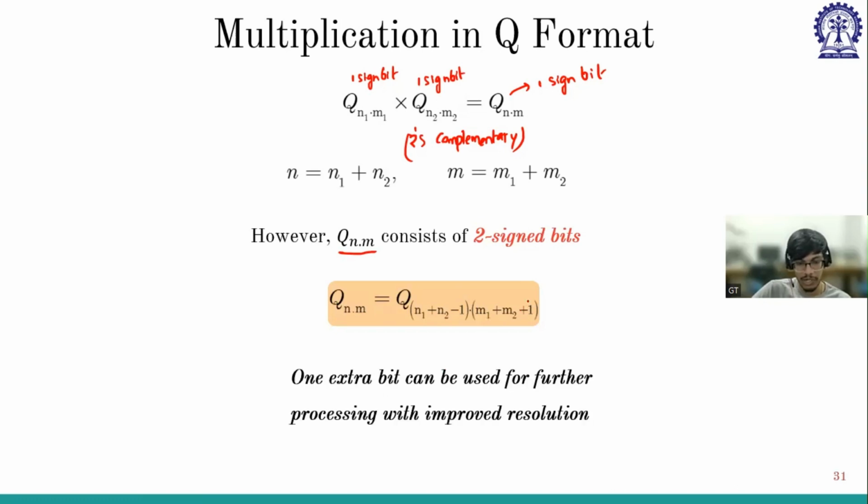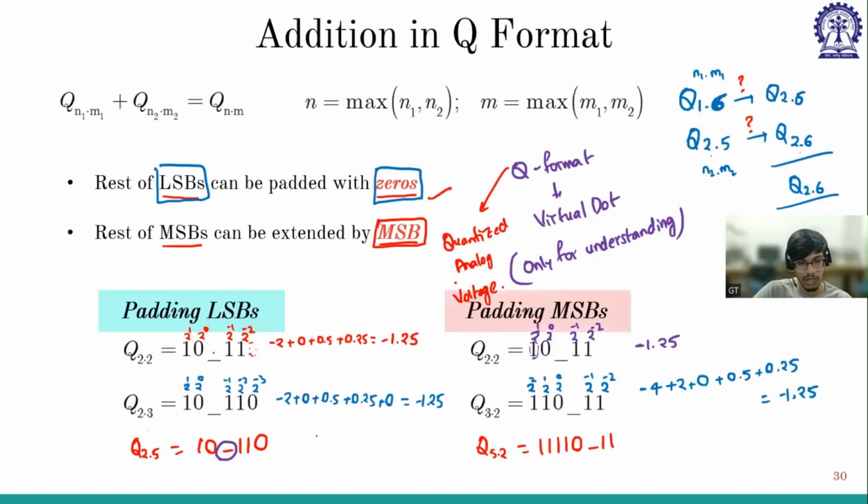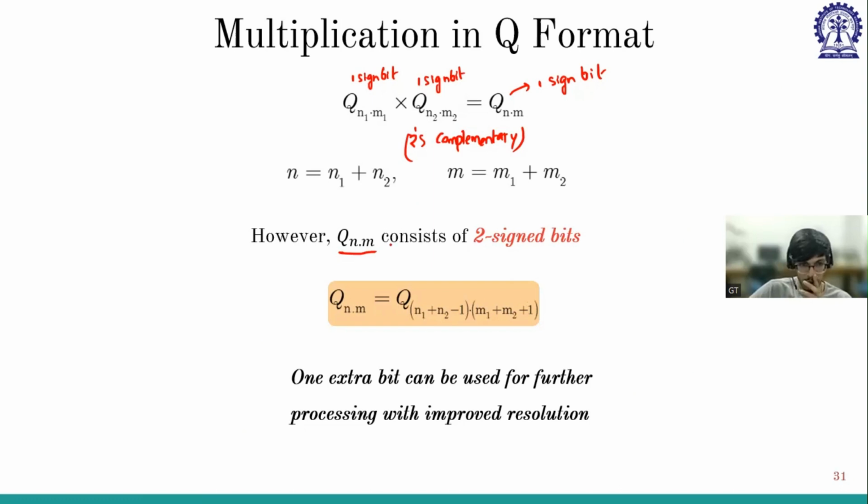So 1 extra bit you can add, which means we are padding 0, because for LSBs, if you want to extend, you have to pad 0. And the most significant bit we can remove, because there are 2 sign bits which are redundant, and we need only 1 sign bit. So in the case of multiplication, we will get one extra bit, which is a redundant bit. So we'll remove that, the most significant bit, and we'll add a 0 to maintain the overall number of bits. You can use that 0 for improved resolution or for any other purpose. I hope this part is clear until this point.